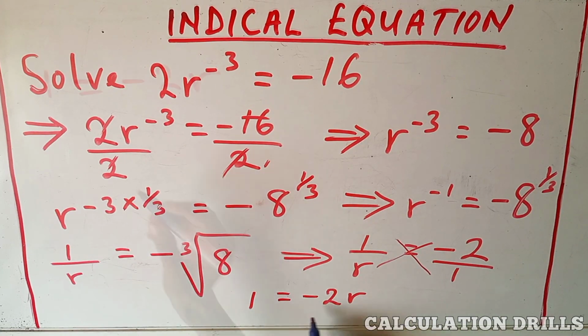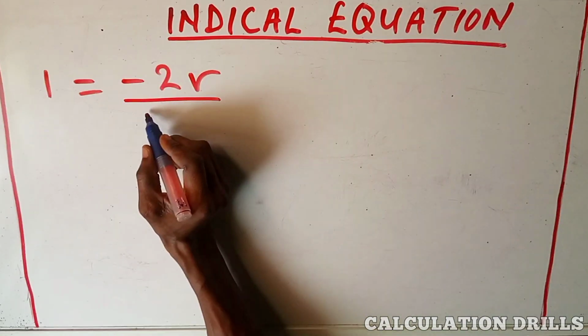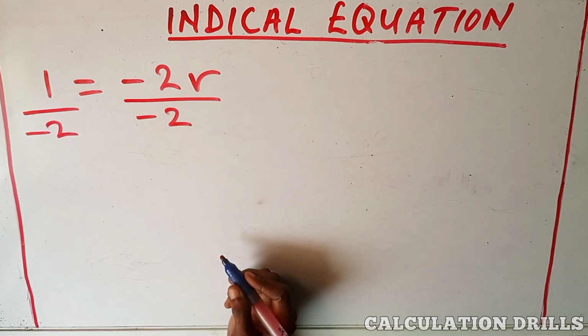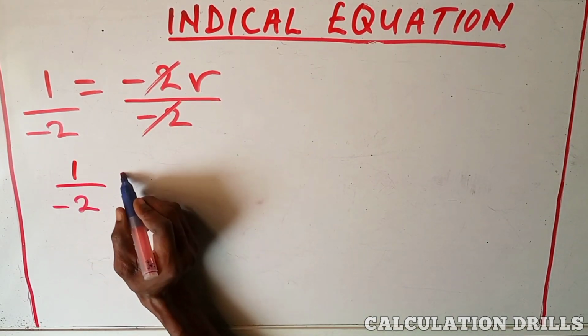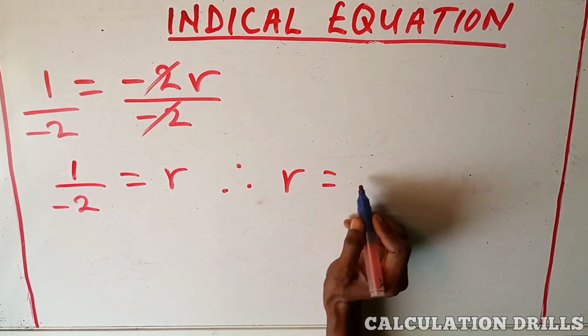And since we are solving for r, we need to divide both sides by minus 2. So 1 over minus 2 equals r. Therefore, r is equal to minus 1 over 2. That is our answer.